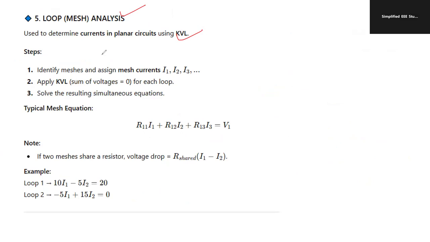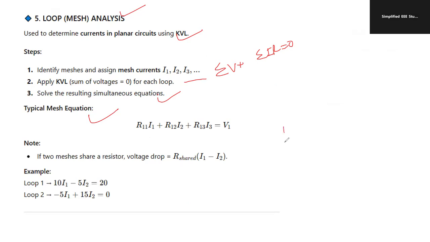Identify the meshes and assign the mesh currents, number one. Next, apply KVL. What is KVL? KVL is nothing but sigma V plus sigma IR in a closed loop equal to 0. Apply it and you will get the equations. If there are two loops, there will be two equations, and solve them to find the right answer. Simultaneous equations you need to solve with the help of a calculator or a manual method. If you go for a manual method, go for the matrix method. Cramer's rule you can apply easily. Types of mesh equations, do remember this.